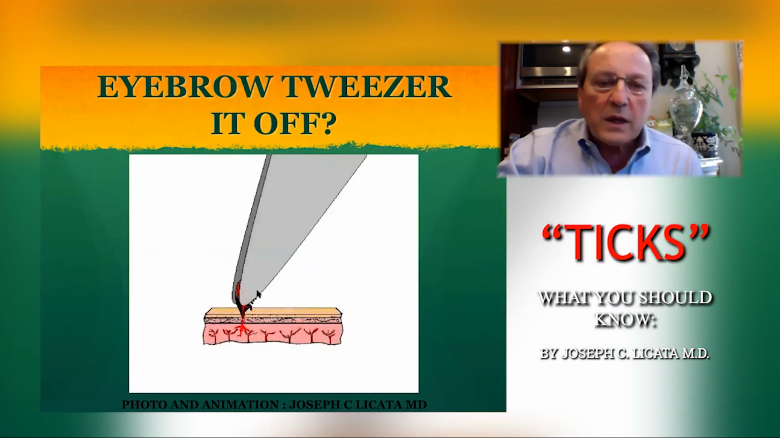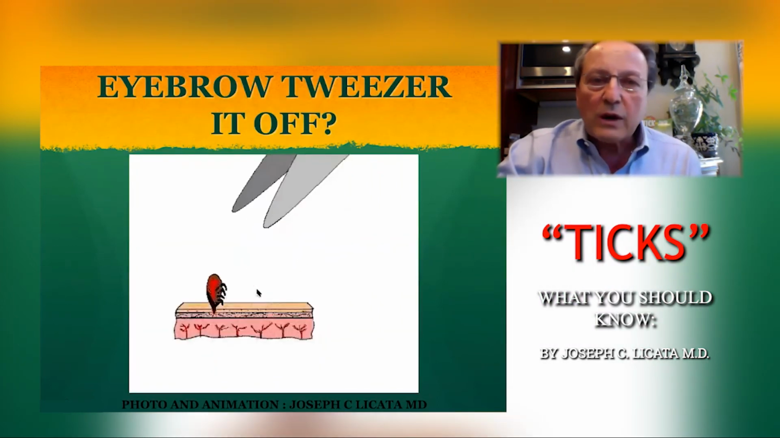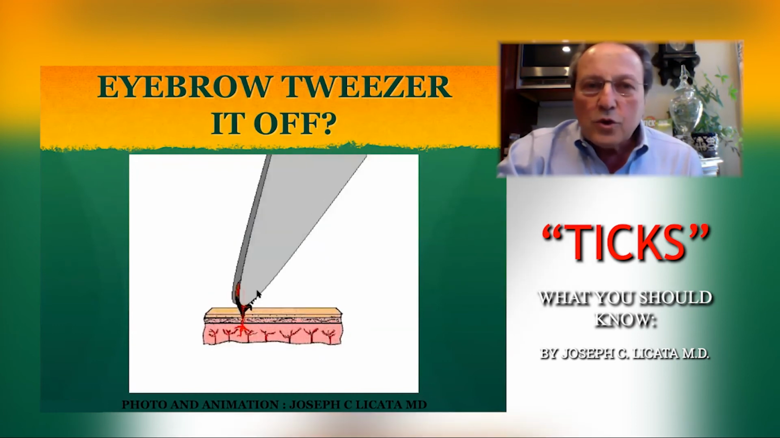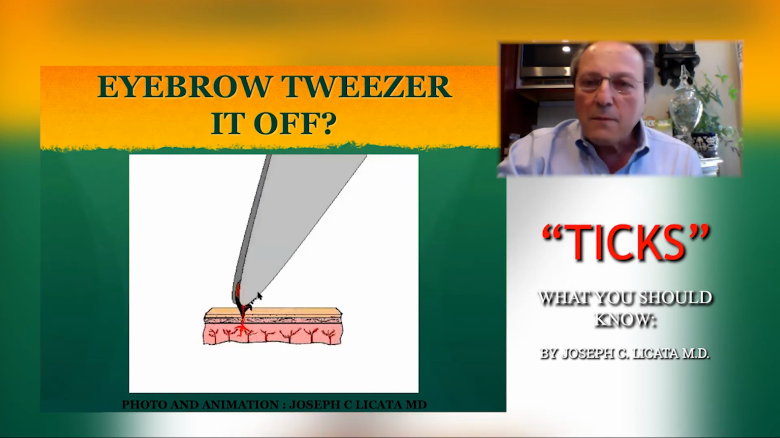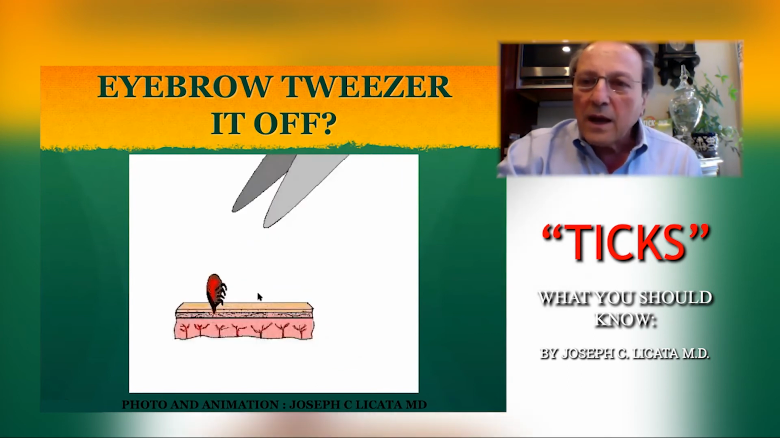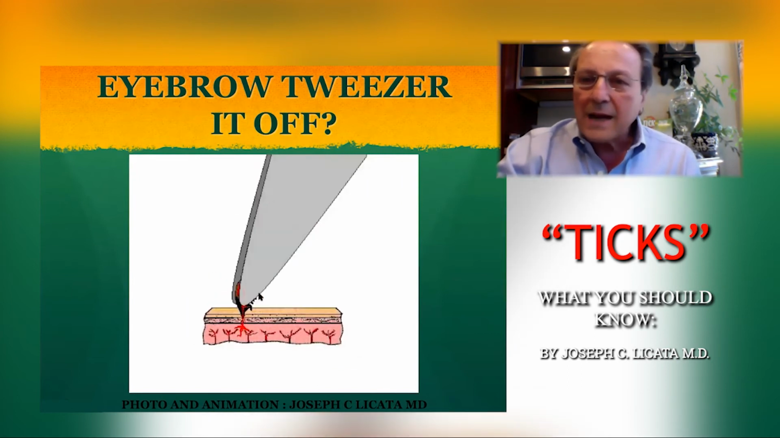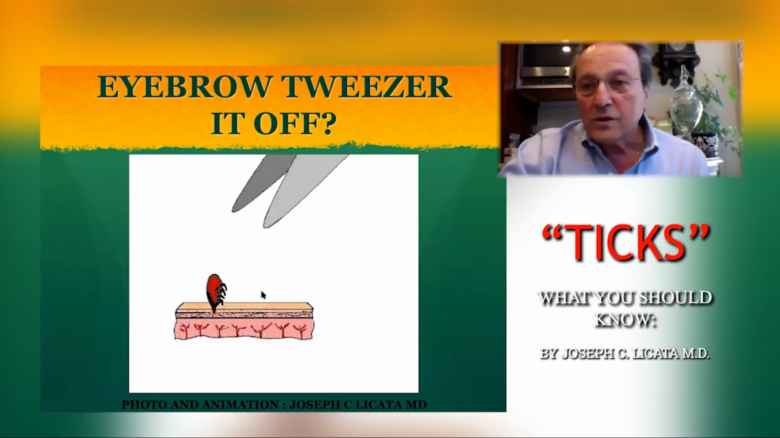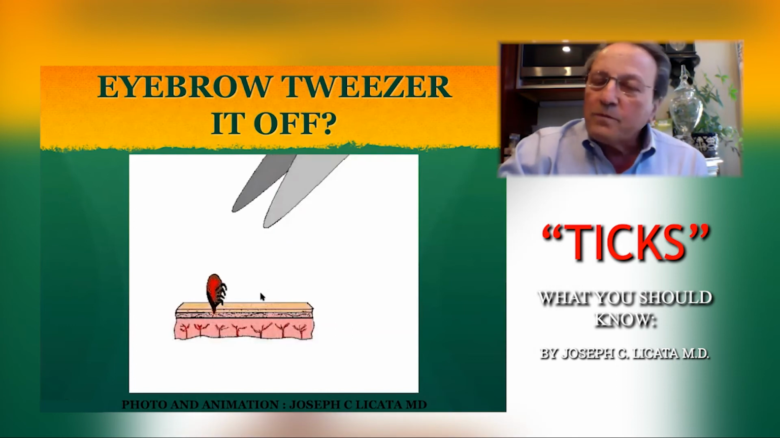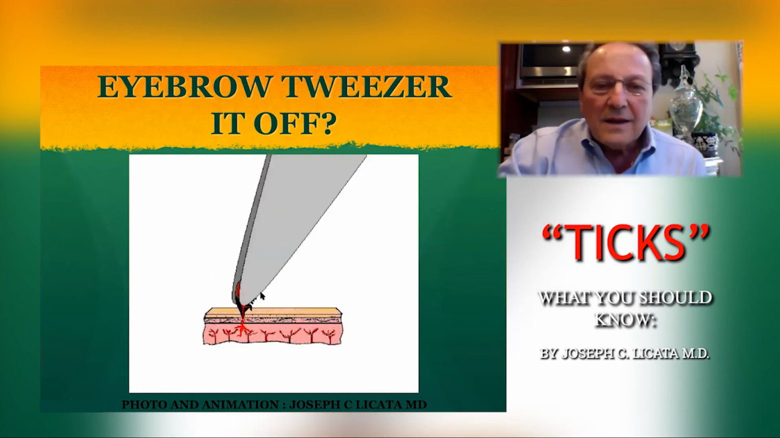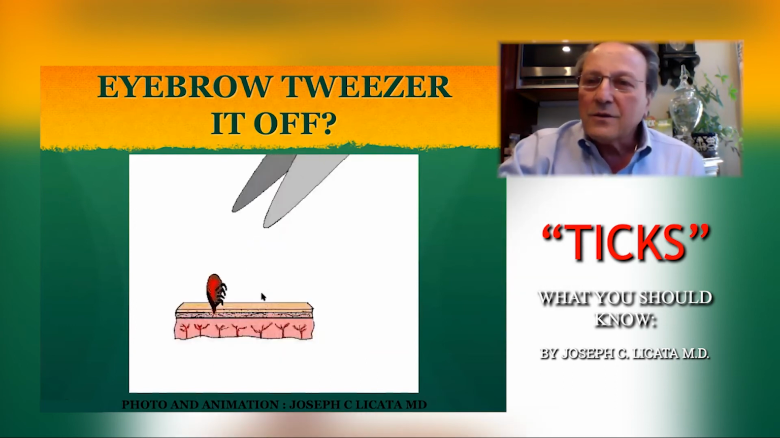And what you have to be careful about is, even though the CDC recommends tweezers, you don't want to use your eyebrow tweezers to remove it, because the eyebrow tweezer can be so big and the tick can be so small that it's actually like using your fingers to remove this tick. And again, it squirts it into the patient and you are not avoiding the thing you're trying to avoid.